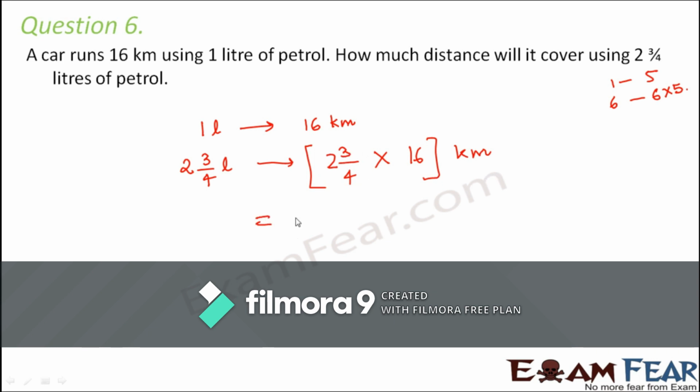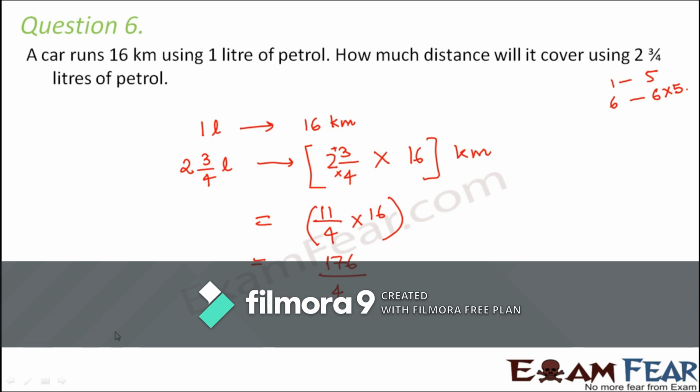Now here let's convert this mixed fraction into an improper fraction. 4 into 2 plus 3, that is 4 times 2 is 8, plus 3, that is 11 by 4, into 16. Now let's multiply the numerators, which would be 176, divided by the denominator, that is 4. So it is 176 by 4.